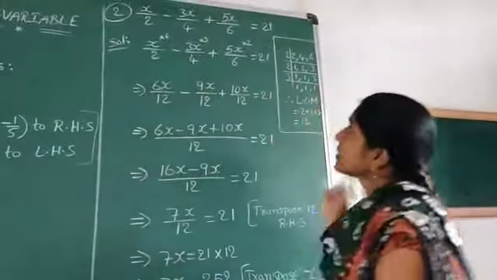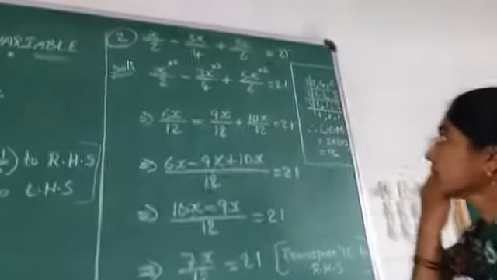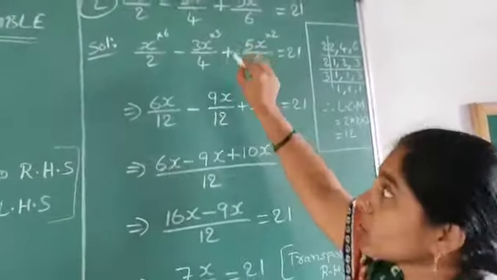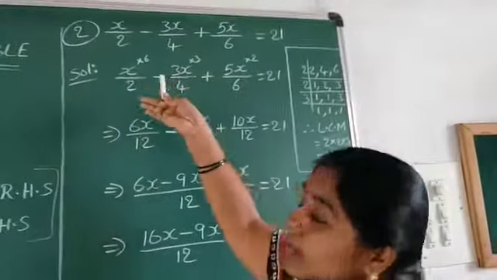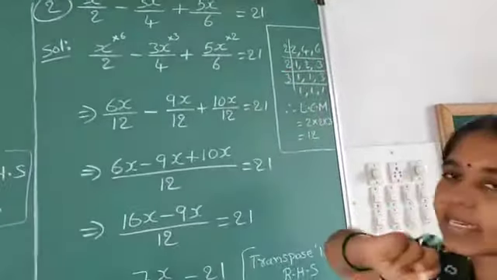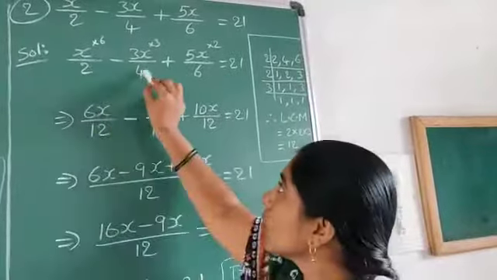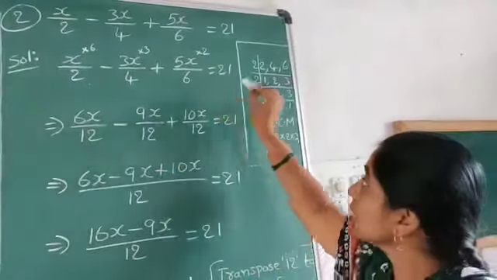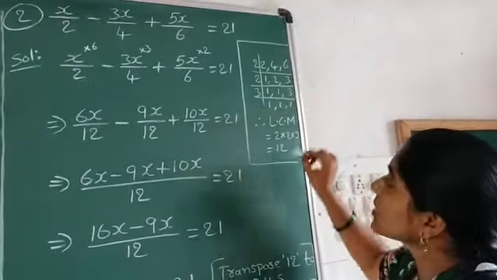x by 2 minus 3x by 4 plus 5x by 6 is equal to 21. Children, here after rewriting the question, all the like terms are on one side. No need to transpose anything. But 2, 4 and 6 are all unlike fractions, children, we have to take the LCM for this. LCM of 2, 4 and 6 is 12.